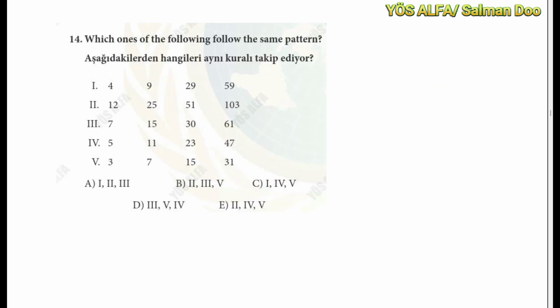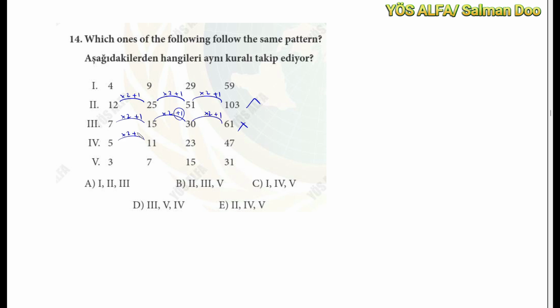B. Which ones of the following follow the same pattern? We'll start from the second one because it's easier to see. Twice of 12 is 24, plus 1 is 25. Twice of 25 is 50, plus 1 is 51. So we're following twice plus 1 pattern here. So there is a pattern. For number 3, again, twice plus 1 pattern. But since we don't have plus 1 here, this is not following the pattern really well. So we're not going to pick this one.